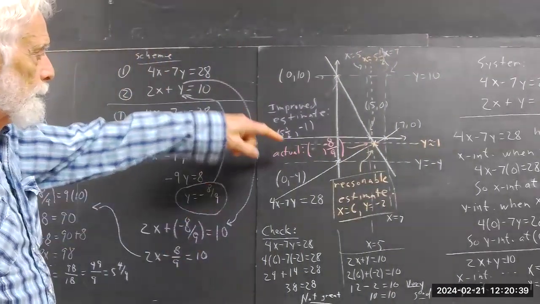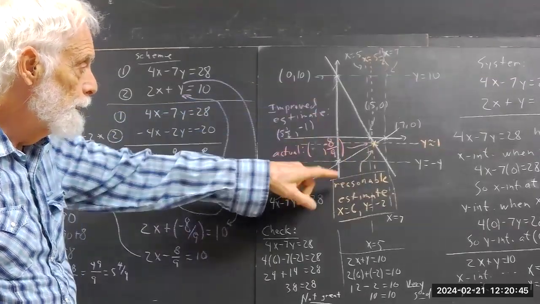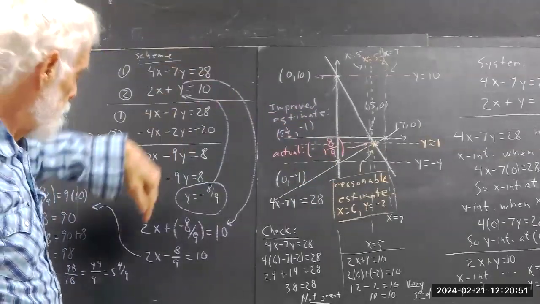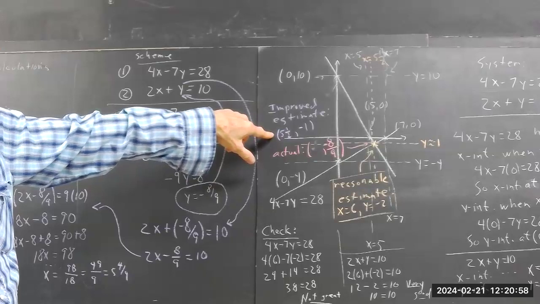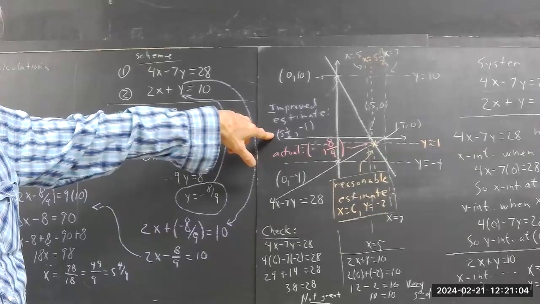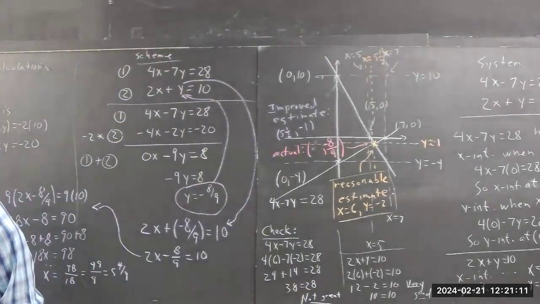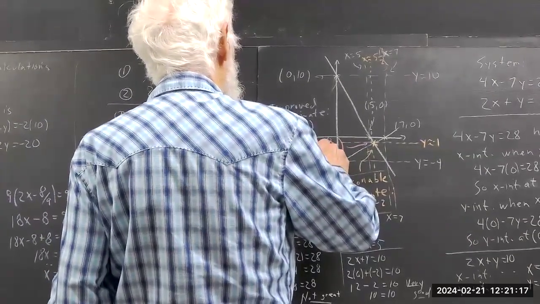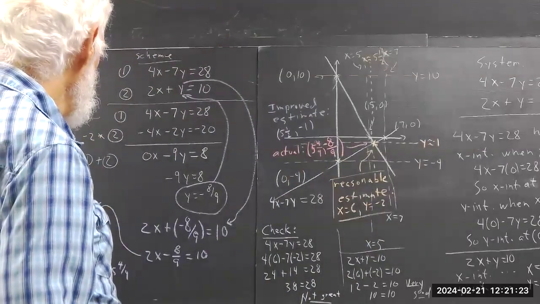Well, you notice that our actual y-coordinate here was calculated to be negative 8 ninths, which is real close to negative 1. And we get 5 and 4 ninths here, and that's close to 5 and a half. 5 and 4 ninths is really close to 5 and 4 eighths. 5 and 4 eighths would be 5 and a half, so it's really close. So we get 5 and 4 ninths, negative 8 ninths.